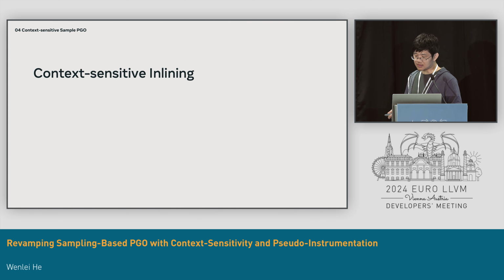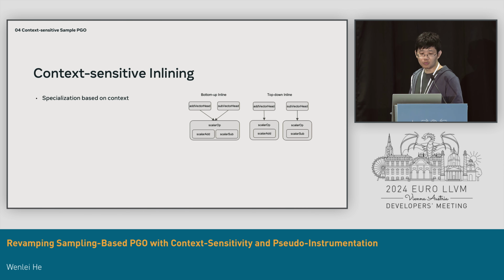So getting context-sensitive profile is the first step, but it's not enough. We also need a cooperative inliner to take advantage of that. Specifically, we want the inliner to be able to do specialization based on context. This is useful for both post-inline profile quality and also for better inline decisions. With LLVM, the main inliner, the CGSCC inliner, is a bottom-up inliner, so we cannot really do specialization there. We introduced a top-down inliner in the sample loader to achieve that.